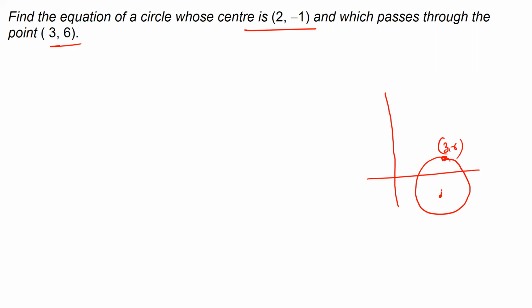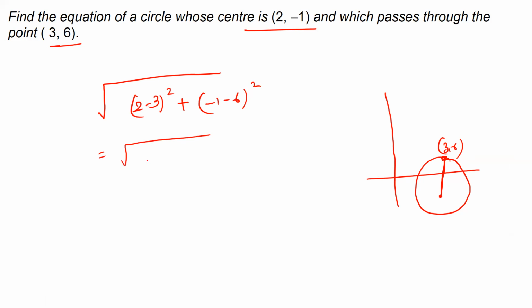So first of all, let's find out the radius of the circle, because the distance of the center from any point of the circle is actually the radius. So we find out the distance, which is the radius. So root over 2 minus 3 the whole squared plus minus 1 minus 6 the whole squared is equal to root over 1 plus 49 is equal to root over 50. So root 50 is my radius.